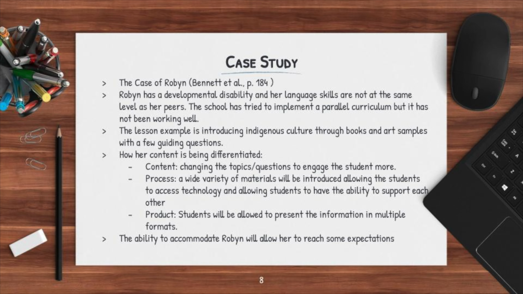Through the process, there's a wide variety of materials that will be introduced, allowing the students to access technology and allowing students to have the ability to support each other. And for the final project, the student will be allowed to present the information in multiple formats, and the ability to accommodate Robin will allow her to reach not all expectations, but some expectations for her grade level.